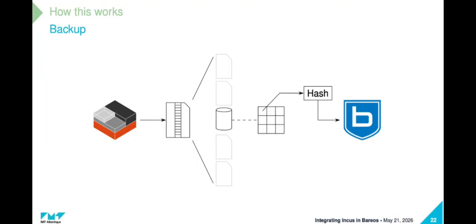And when performing incremental backups, Bareos can compare that hash with the hash it has in its database. And if the chunk of data has changed, then we only back up this chunk of data and not the whole disk. So that allows native deduplication, because we only perform incremental backups over our disk images.